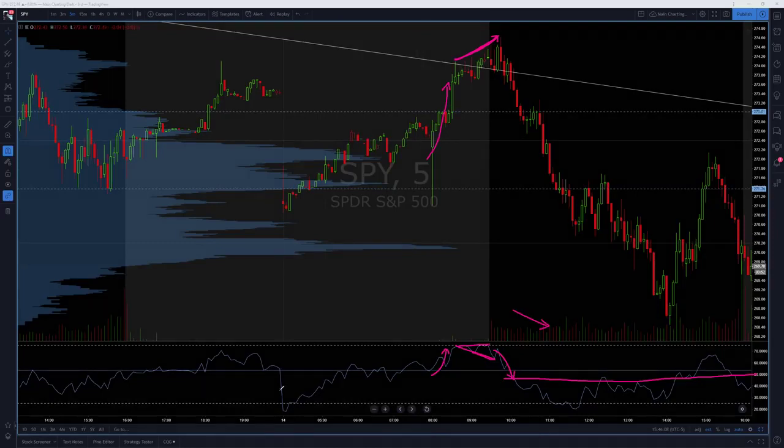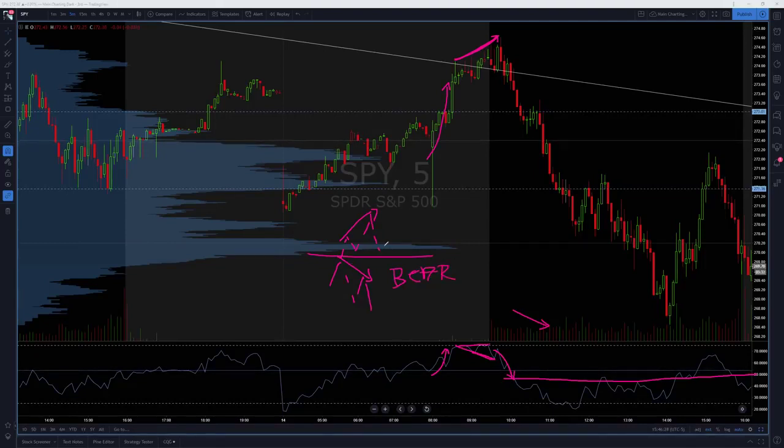Just to clarify, this means price higher and the RSI lower on the peaks, let's say. This is what they call bearish divergence, right? When it's out, it's bear.